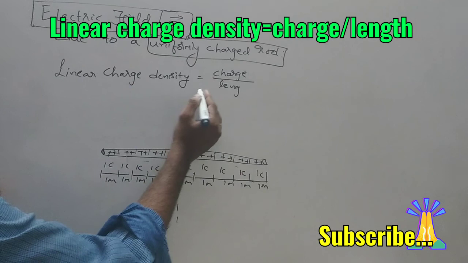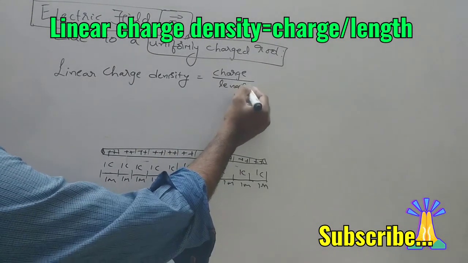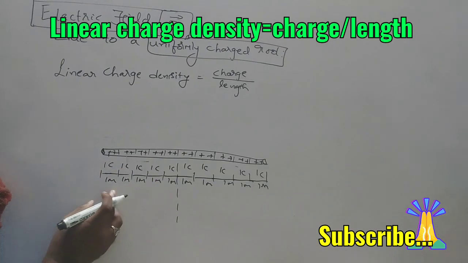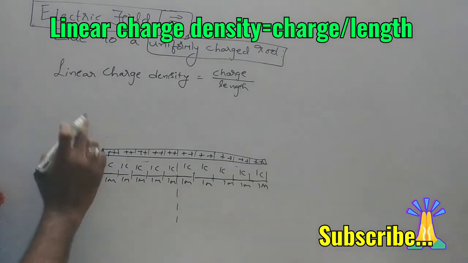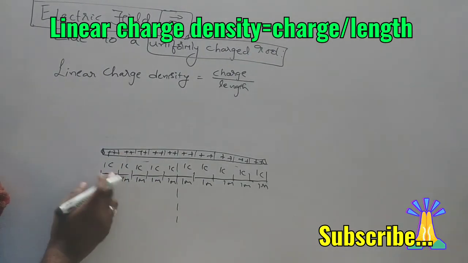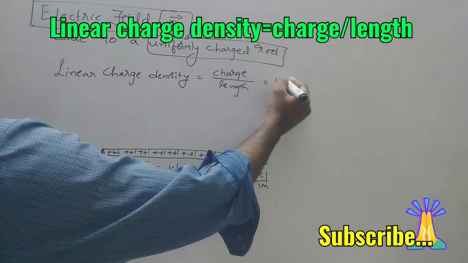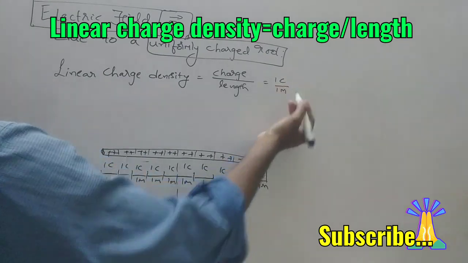Linear charge density is defined as the charge per unit length of the rod. Per unit length, 1 coulomb of charge is what we get. That means for a uniformly charged rod, it is the charge per unit length: for unit length, 1 coulomb. So here we can write 1 coulomb by 1 meter.